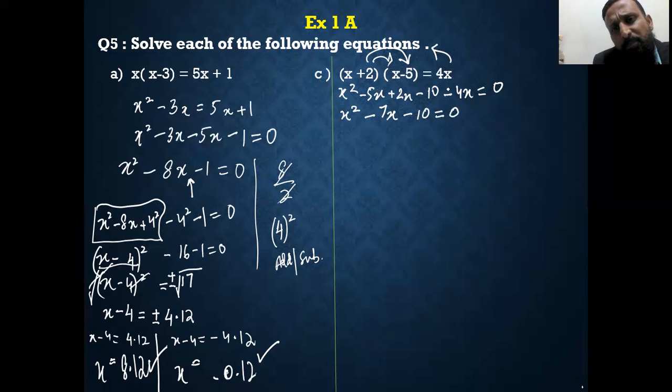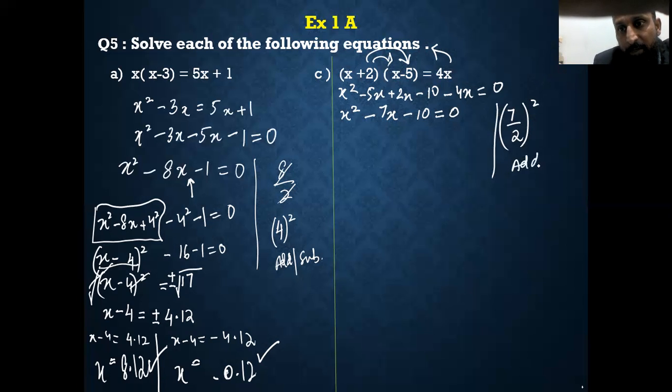Again, we'll be applying the same method called the completing the square method. All right, so let's do it. Take the coefficient of x, it's 7. Divide it by 2, square it, and then add and subtract.